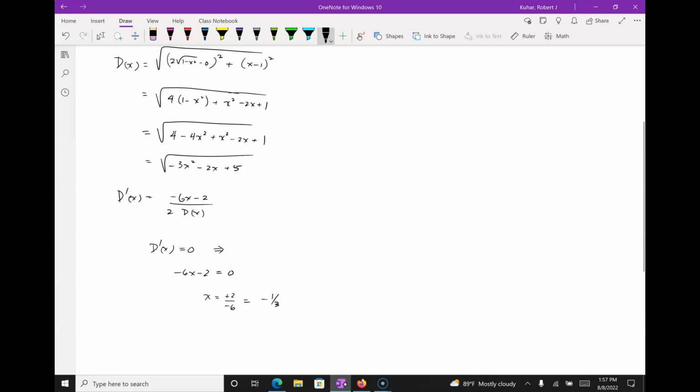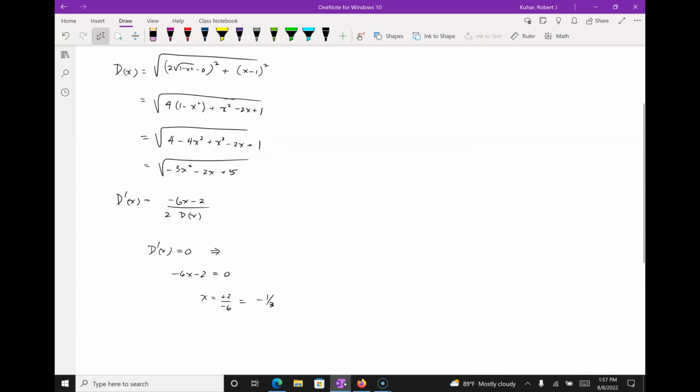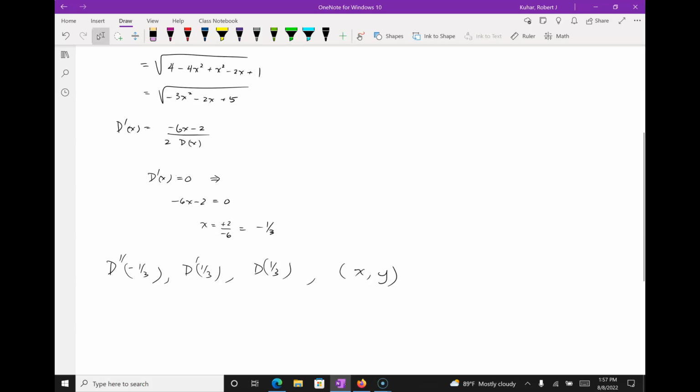All right, what's left to show? We want to find d double prime of negative one third. We want to find d prime of negative one third. That we know already. We want to find d of negative one third. And we want to find our x, y, right? Of negative one third every time.